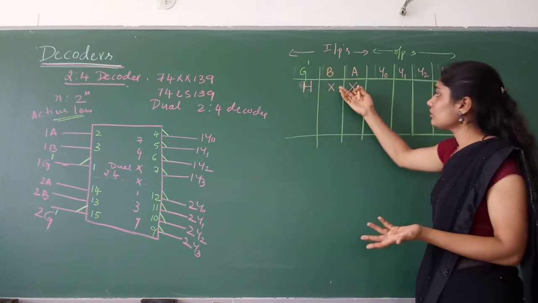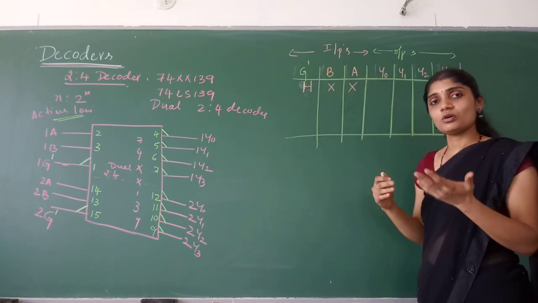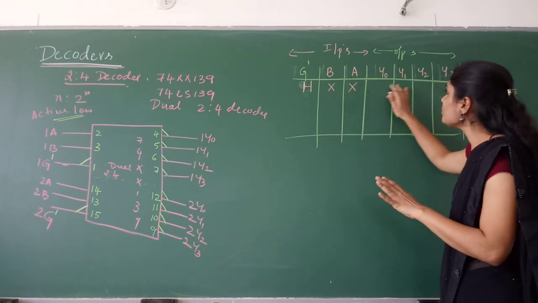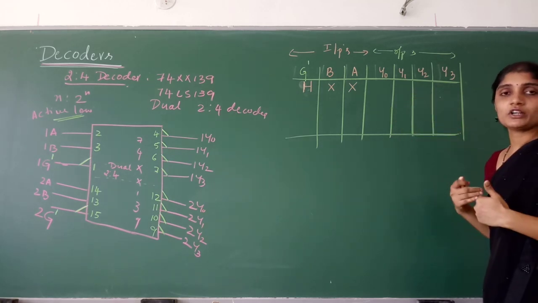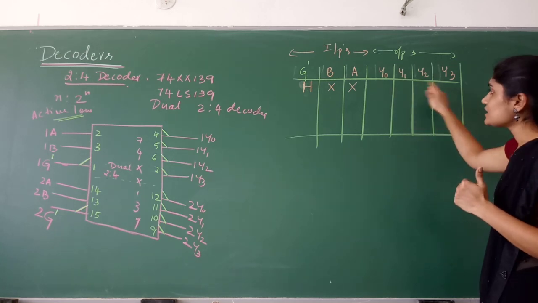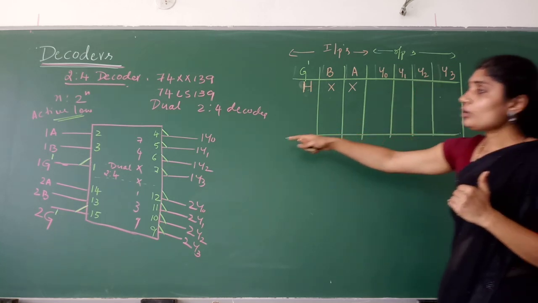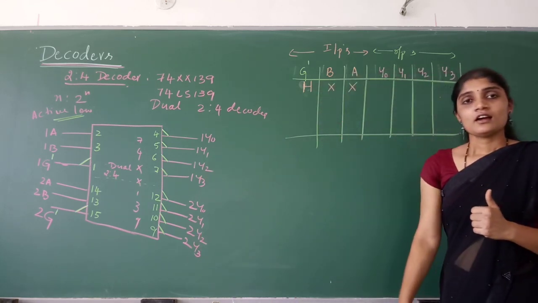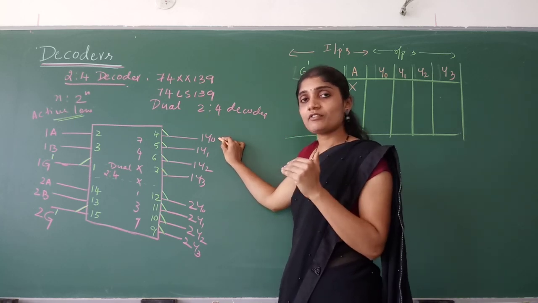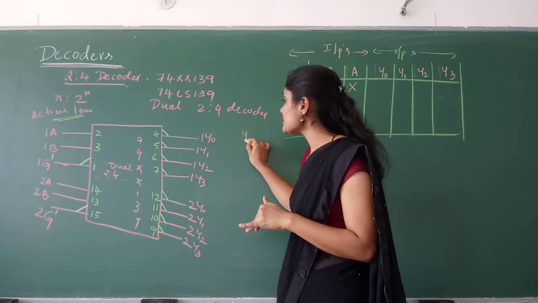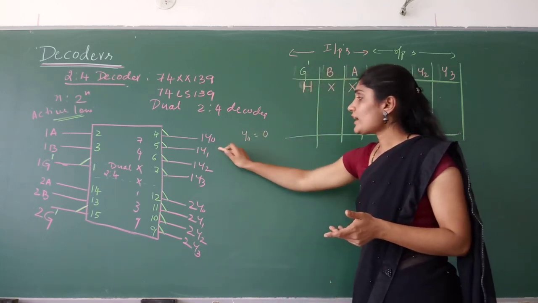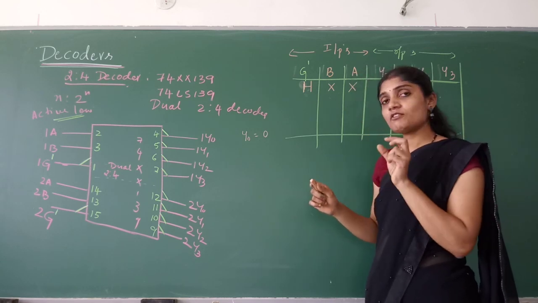So what is your output? Whatever inputs you give, XX means it can be either 0 or 1, the inputs will not be decoded at the output. That means the decoder is off. Now, what should I write here? Outputs are also active low. That means, how will you denote that a particular output is active low? If Y0 is equal to 0, then I can tell this particular line is active. If Y1 is 0, yes, that is active, because they are active low signals.